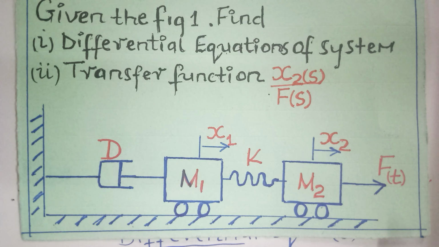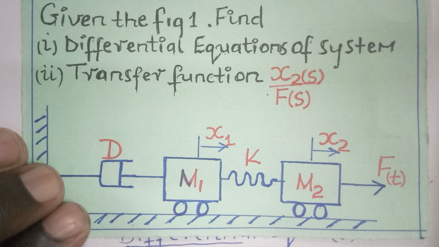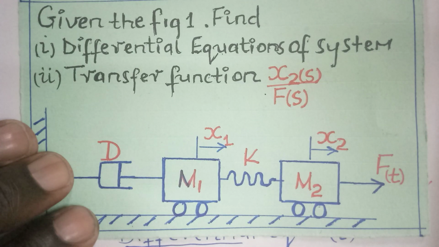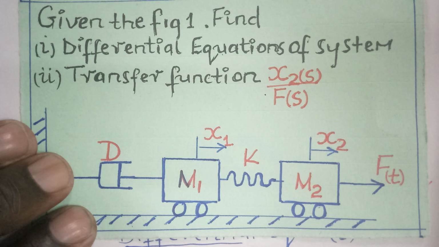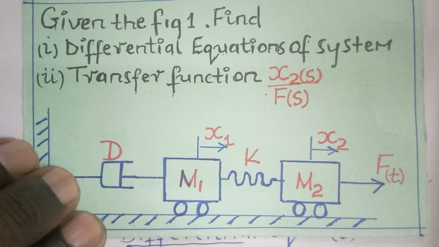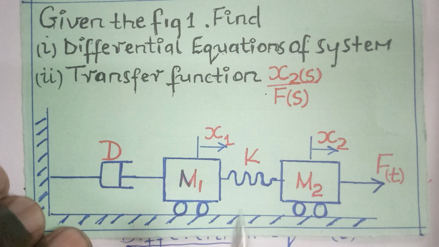And so guys, let me first read the question. It's actually a system modeling question. Given the figure 1, find the differential equations of the system. Roman 2, transfer function X2(s) over F(s). So guys, this is our system.